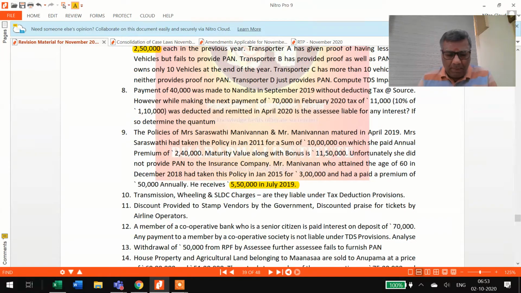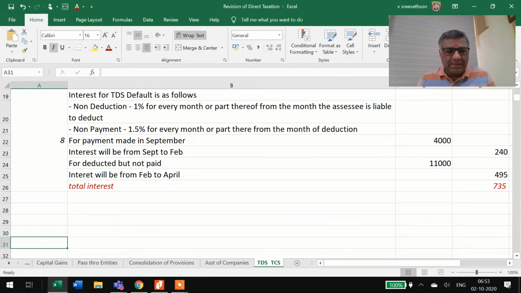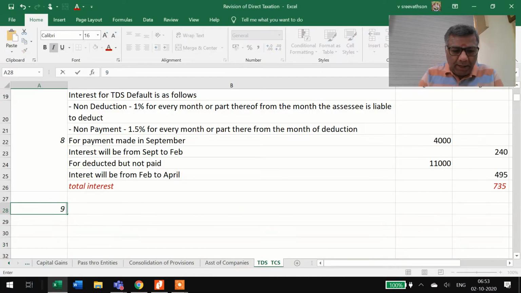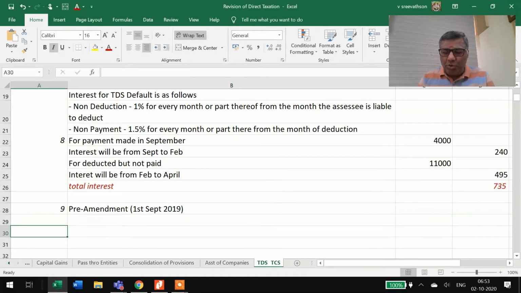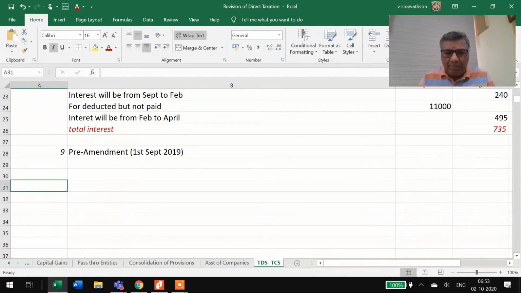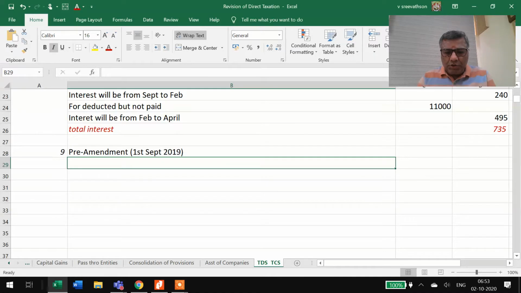Remember, I'm answering the ninth question. Pre-amendment, so that you are very clear, because the amendment is applicable only from 1st September 2019. Here the maturity is before the amendment. So let us start.